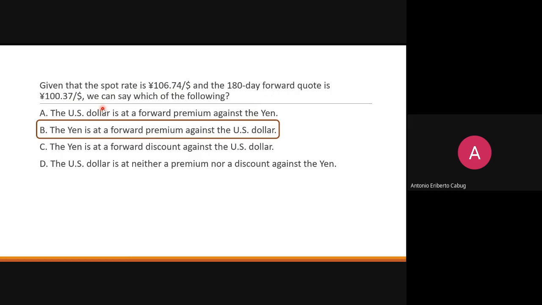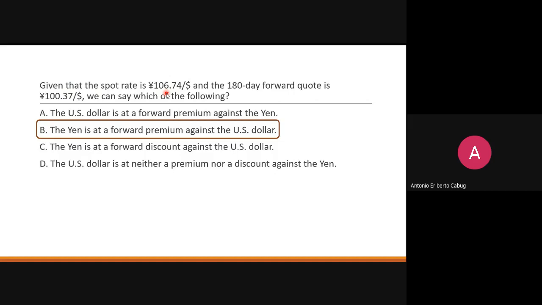Nakuha nyo? I hope you get me, ha. What happened here is that the US dollar is at a discount. In other words, the yen is at a premium. Take note, what you observed here is the US dollar's value: 100.37 forward, 106.74 in the spot rate. The dollar is at a discount, and therefore, for the yen, kunin nyo ang reciprocal. 1 divided by this rate would be the value of the yen. You would observe that the yen would be at a forward premium against the US dollar.